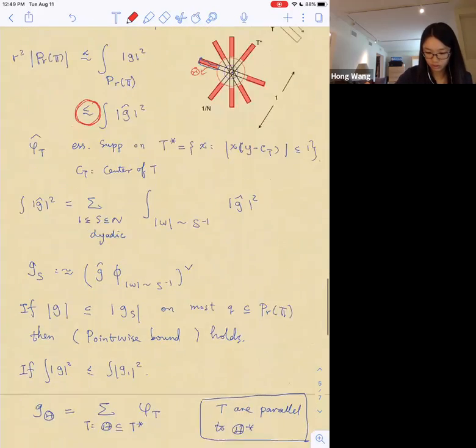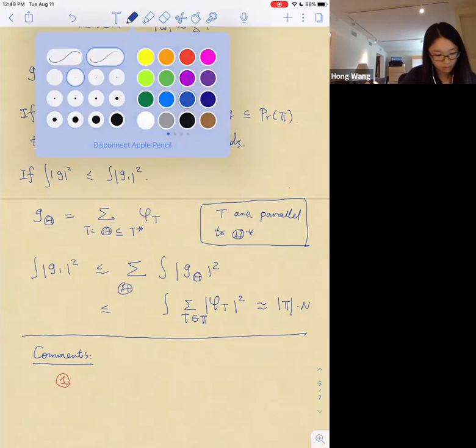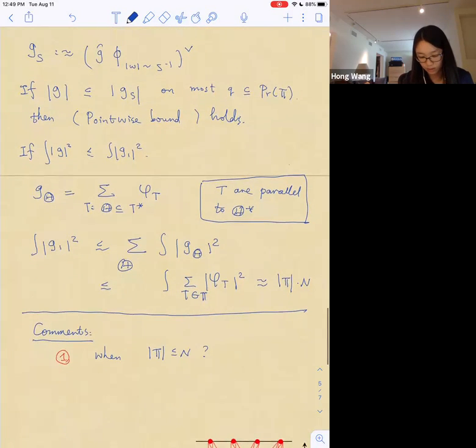So the question is, how about when the number of tubes is smaller than n? Can we do anything better than the bilinear estimate?